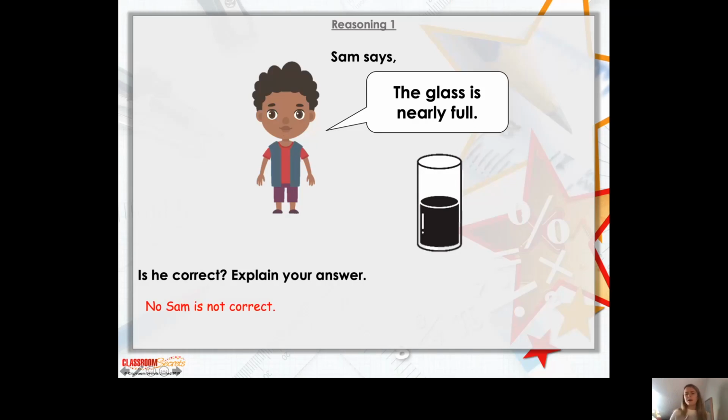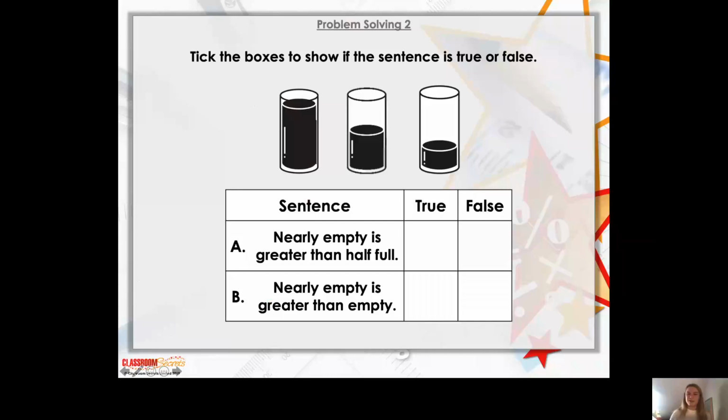Now, I would like you to have a think. How could we describe the volume of this glass? So pause the video now and have a little think for me. Okay, Year 2, so how could we describe the volume of this glass? Well, we can see that the liquid goes halfway up the glass, doesn't it? So therefore, we can say that the glass is half full. Okay, it's half full of liquid and half not full of liquid. Okay, so well done if you managed to spot that one.